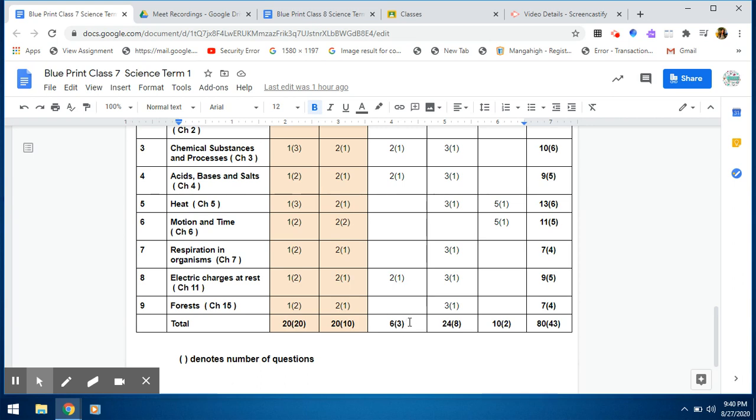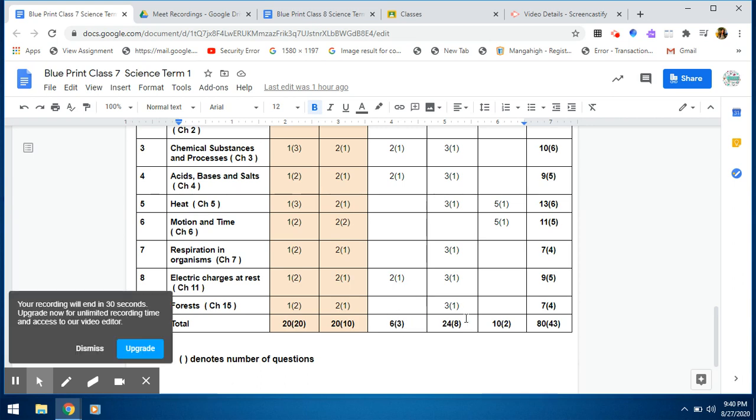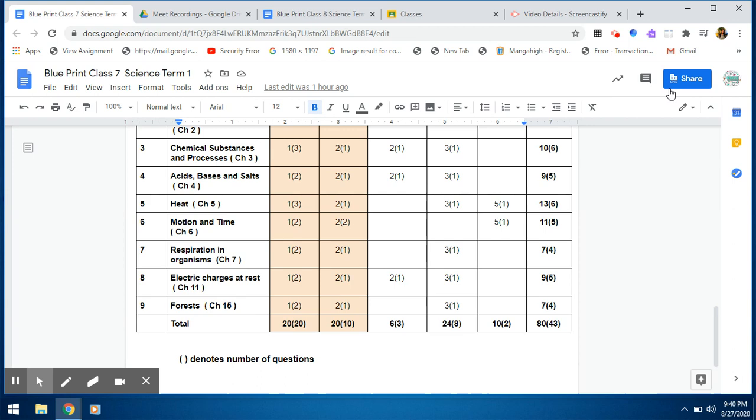However, in the subjective type paper, there will be 3 plus 8 plus 2, that is 13 questions, and the subjective paper will also be of 40 marks. The total paper of term 1 science will be of 80 marks. There will be 43 questions in all. So, all the best, children, for your exam.